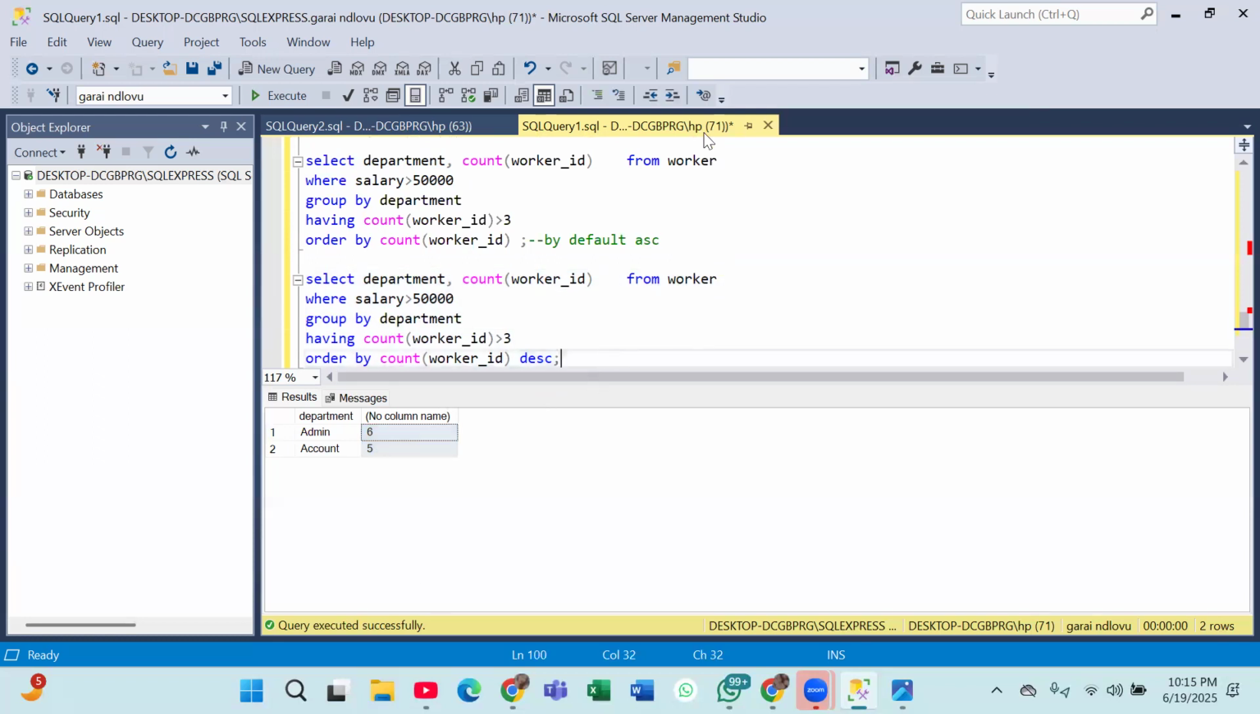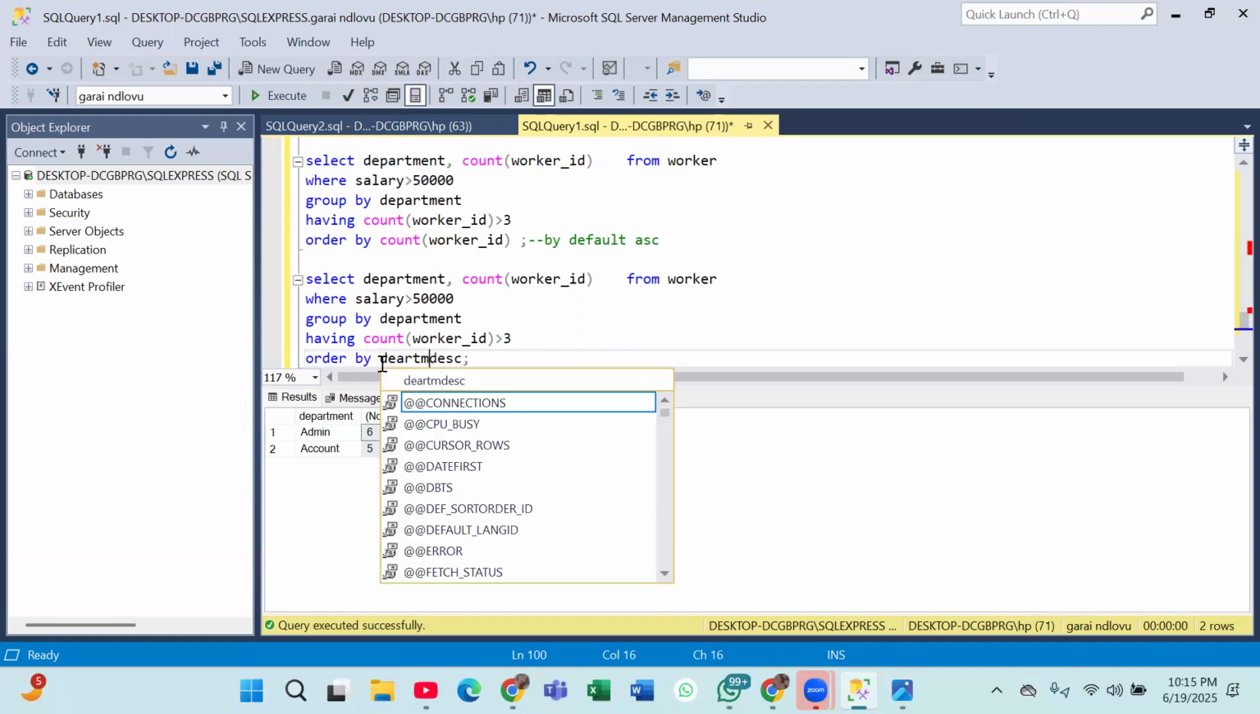I had a doubt here. In order by, is there a strict rule where we have to use only aggregate columns or non-aggregate columns? No, you can use any column. If you write department, you can write department also.